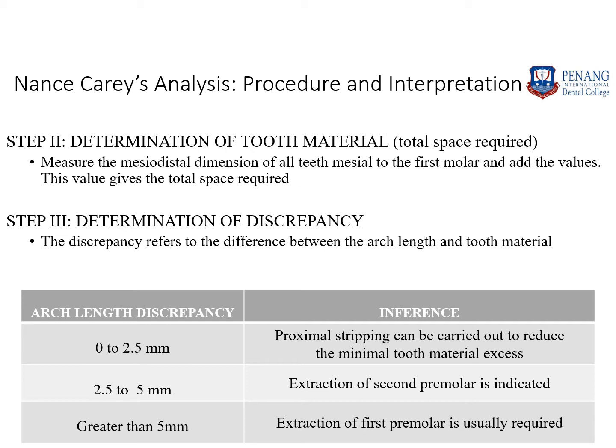So how do you read the discrepancy? Anything between 0 and 2.5 millimeters, as in arch perimeter analysis, has the same inference here as well. You will perform proximal stripping. Anything between 2.5 and 5 millimeters, you can consider extracting second premolar, and you can consider extracting first premolar if you see a discrepancy of over 5 millimeters.